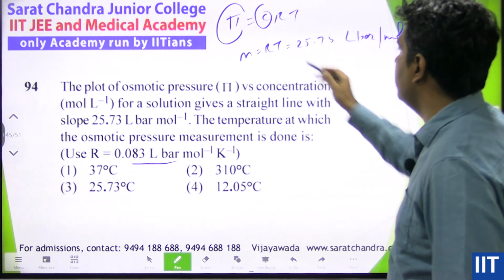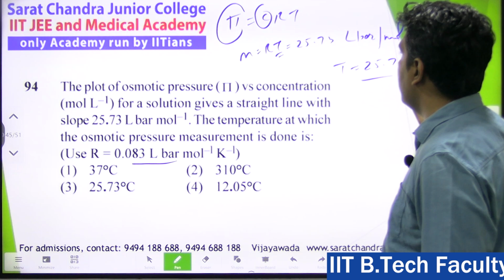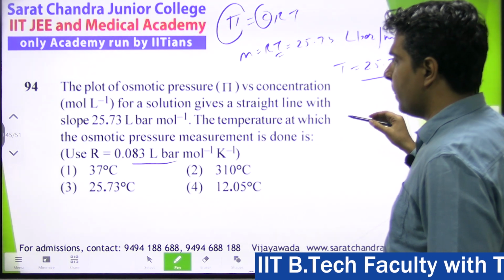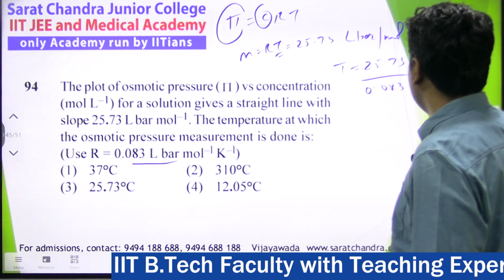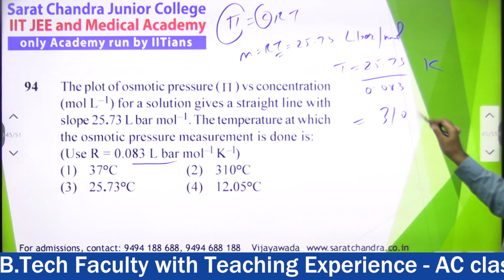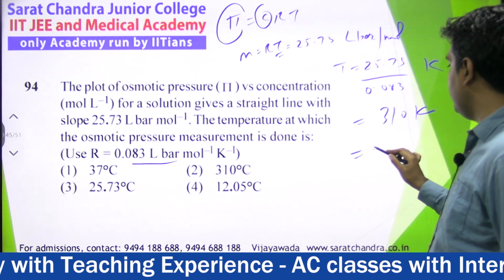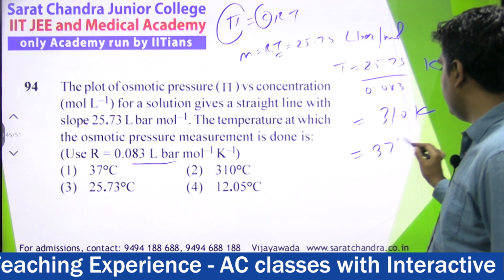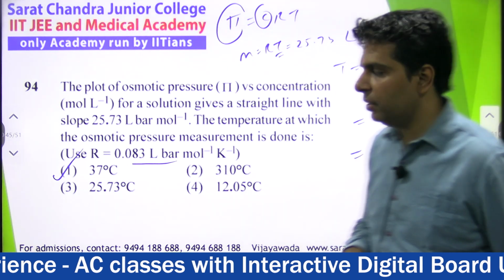The temperature at which this osmotic pressure is measured will be 25.73 divided by 0.083. This will be the temperature in Kelvin. So this will come out to be 310 Kelvin, and if you want it in degrees Celsius, this will be 37 degrees Celsius. So the answer will be the first option, 37 degrees Celsius.